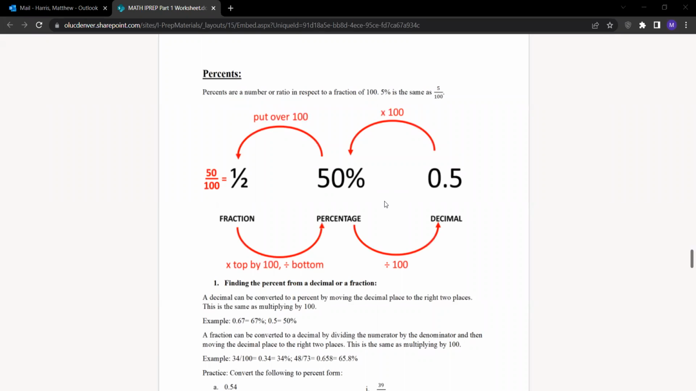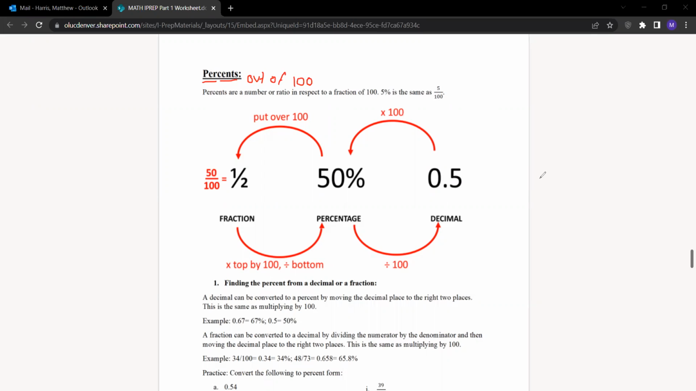So percents are another way of expressing parts of a whole. So we talked about fractions, we talked about decimals. Now let's look at percents. So percents are a number or ratio in respect to a fraction of 100. So in other words, 5% is the same as 5 over 100. And the way we can think about this is just the way the word is broken down. So per, we know is out of, right? And then we have cents, which is based off the Greek root or Latin root, cent for century or 100. So you know a century is 100 years, cents is 100. So out of 100. That is what percent literally means, out of 100.